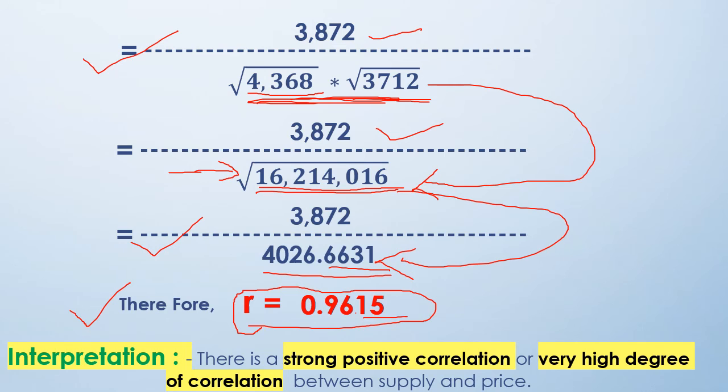No need to write down 15, but you can also write 4 values or 6 values, no problem. 0.96115, that is our interpretation. There is a strong positive correlation, as we said earlier in the table of interpretation of R values. We can also call it a very high degree of correlation, because the R value is between 0.9 to 1. That is a very high degree of correlation between supply and price.